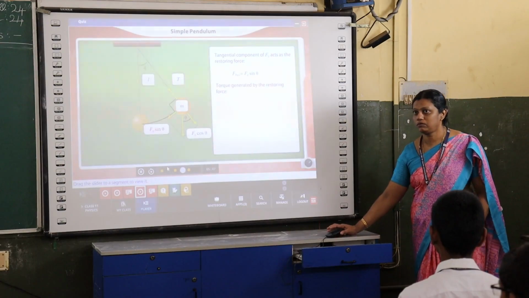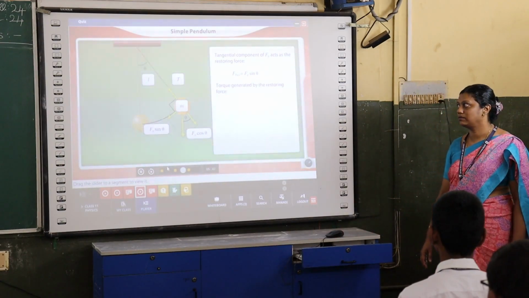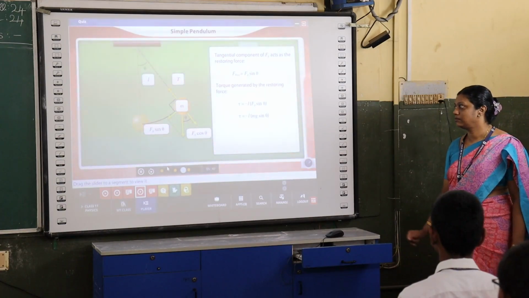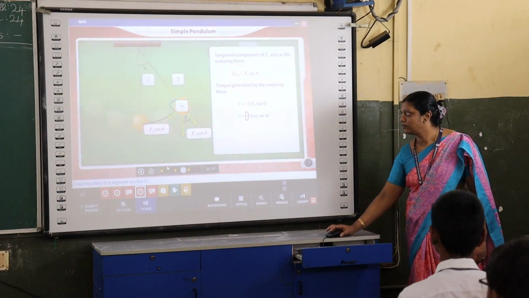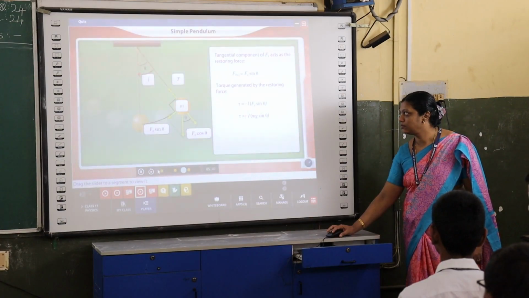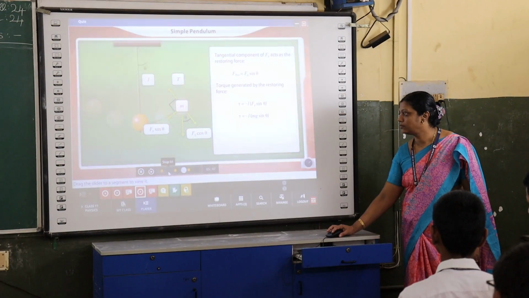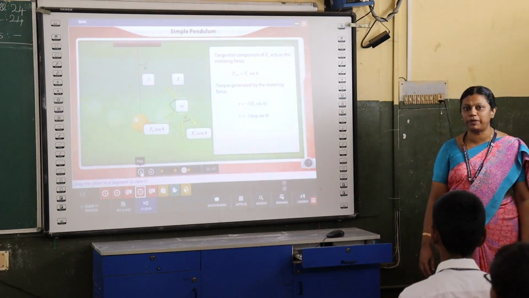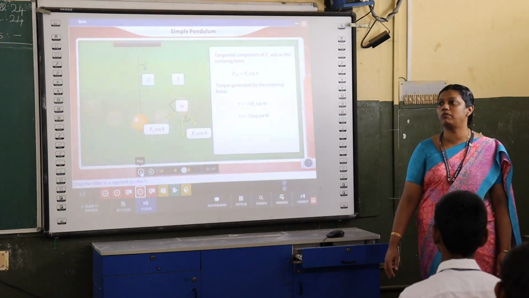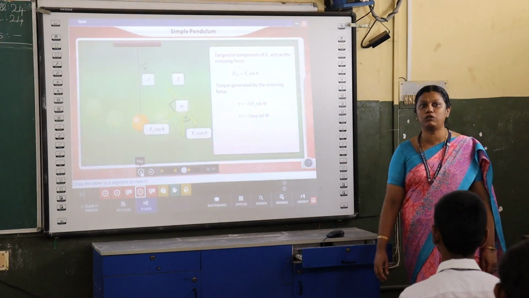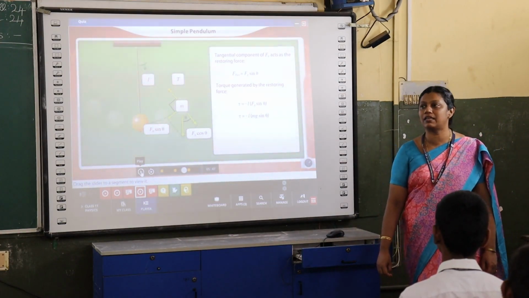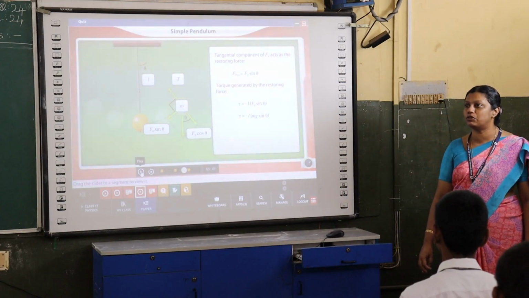The restoring torque generated by the restoring force is given by the expression shown. The negative sign indicates that the restoring torque always acts to decrease the angle theta. Using this, when we calculate the time period of oscillation, the formula we get is T equals 2 pi root of L by g. L is the length of the pendulum, g is the acceleration due to gravity.